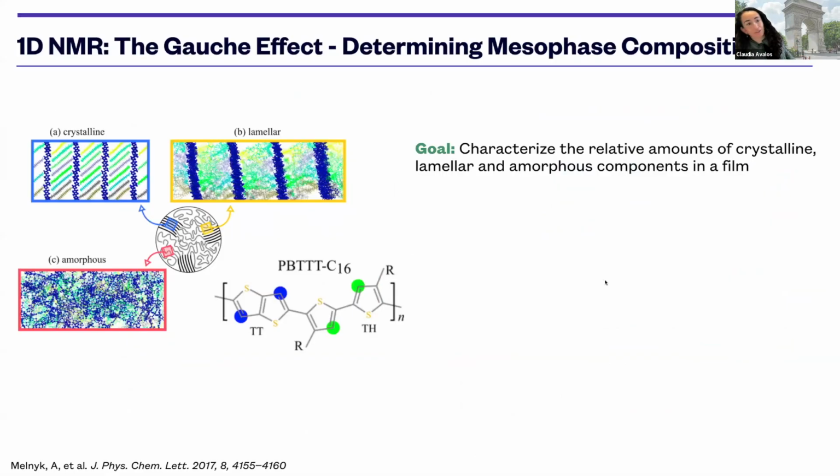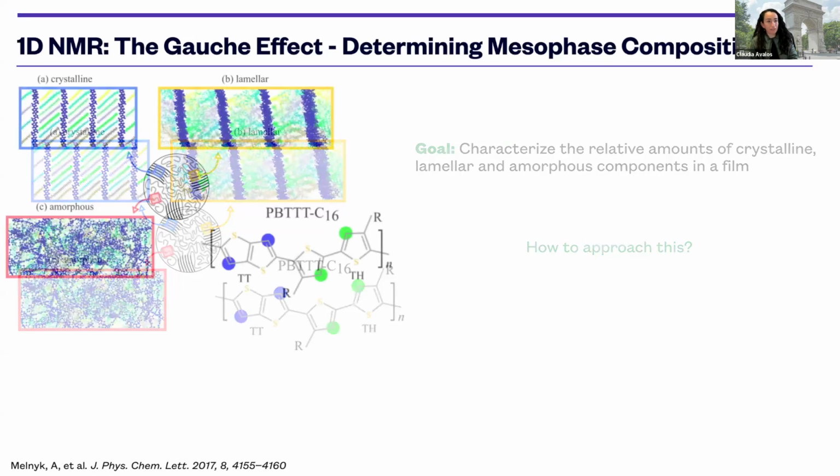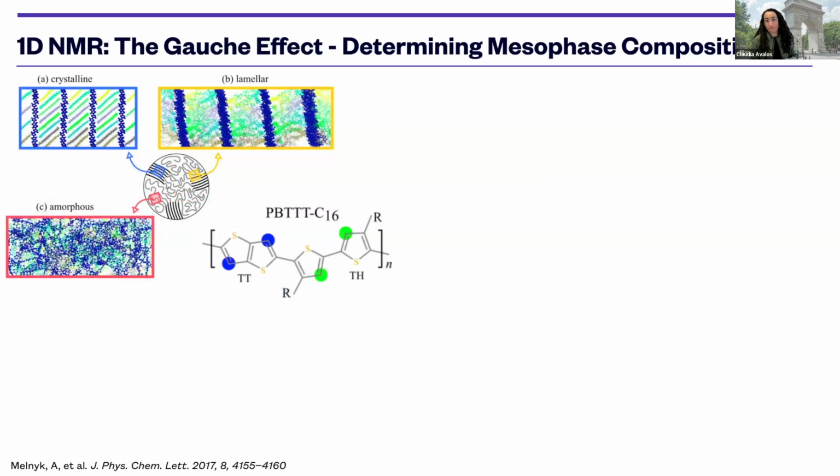Okay, so what's another useful thing to know in terms of the 1D NMR analysis for this class of systems, right? In this case, the goal is to characterize, once again, the amounts of ordered and disordered components, but specifically in this study, they're looking at crystalline, lamellar, and amorphous components in the film. So how would you approach this? You have your baseline monomer structure, and it's the same story in a lot of the cases that I'm presenting here.